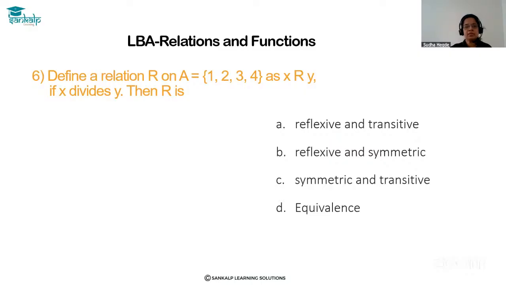Hi students, let us take the question. Define a relation R on A = {1, 2, 3, 4} as xRy if x divides y. Then you need to check R is: first option reflexive and transitive, B reflexive symmetric, C symmetric and transitive, and last one is equivalence relation.